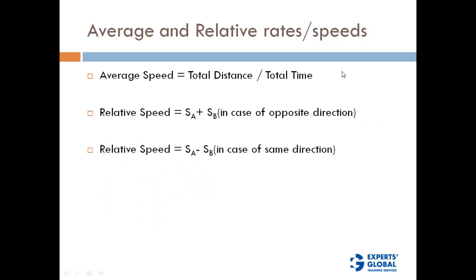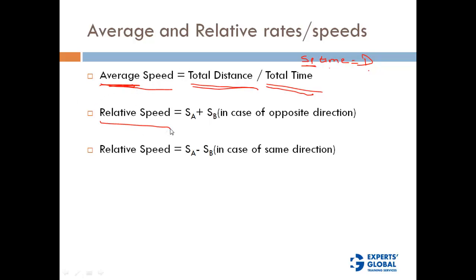Average and relative rates or speeds, these are very frequently tested concepts on the GRE. So you will see that whenever they ask you about average speed, you just don't have to take the average of the given speeds. In fact, what you have to do is you have to take the total distance divided by the total time. So we know that speed into time is equal to distance, right? So that means speed is going to be distance divided by time. So we take the total distance divided by total time in order to find out the average speed.